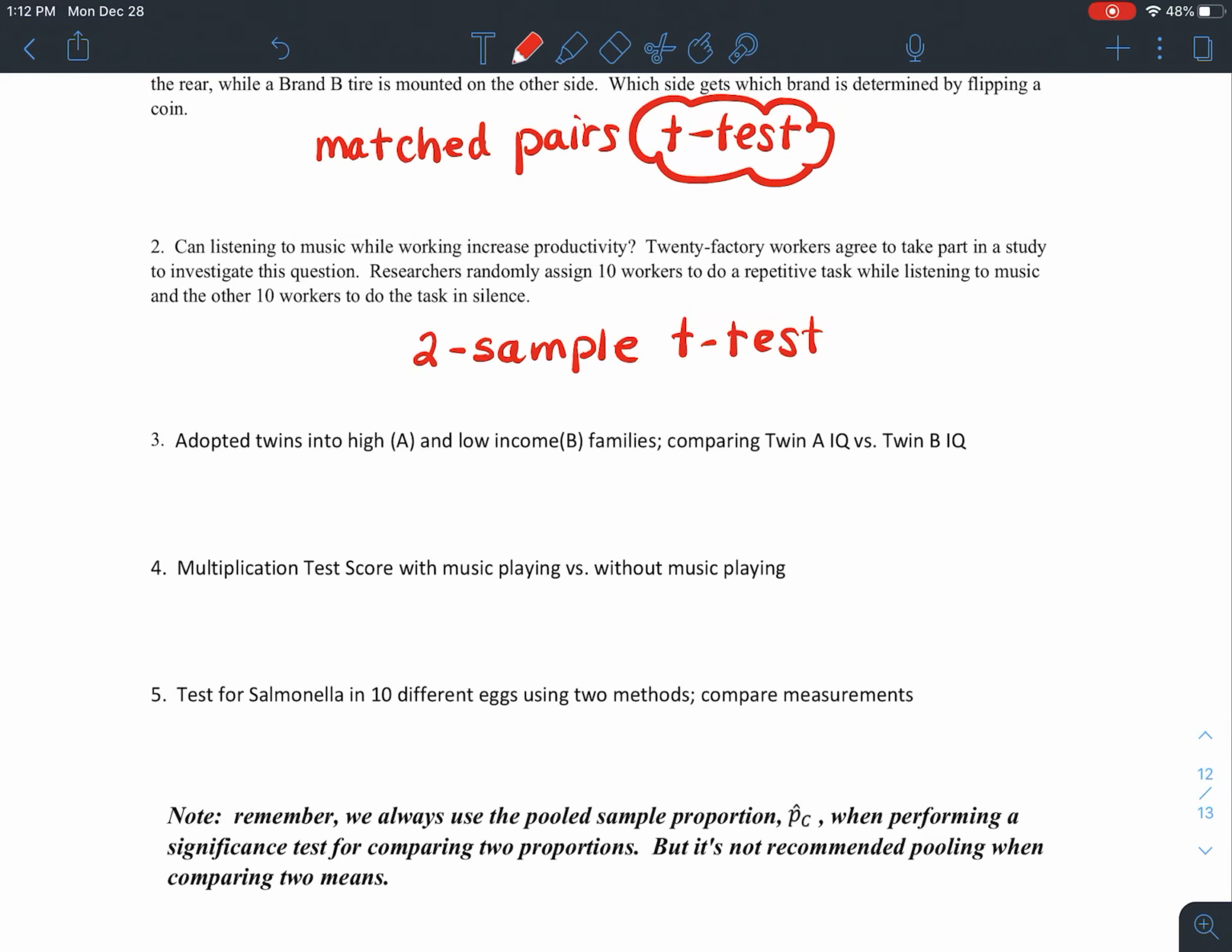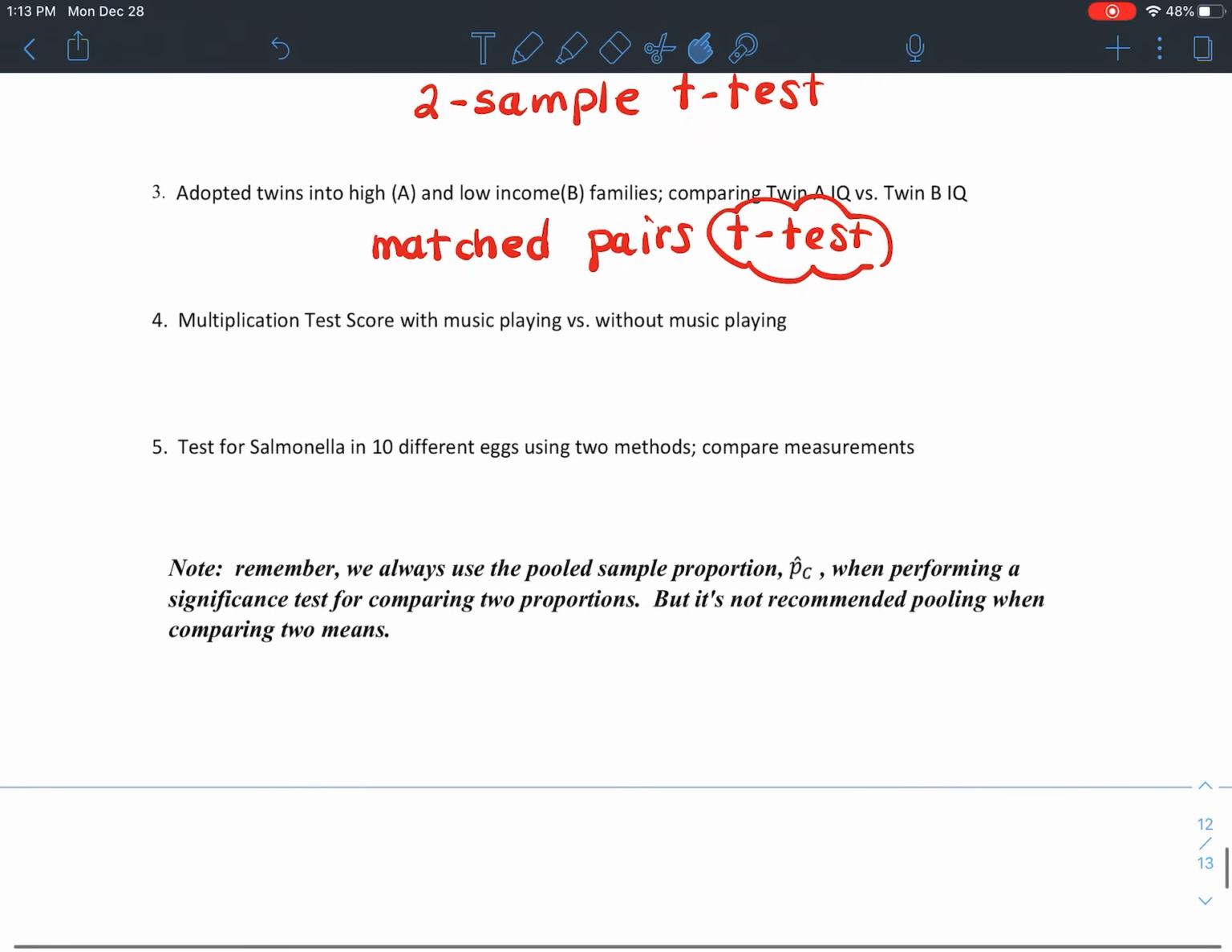We have adopted twins into a high, we'll call that A, and a low income B families. We're comparing twin A's IQ to twin B's IQ. Okay, so here we have twins. They definitely feel like it's paired, like that's a genetic pair, but one twin has been adopted into a high-income family and the other one into a low-income family, and then they will be compared at the end. This is that matched pairs t-test. Okay. Not a two-sample, but a matched pairs t-test.